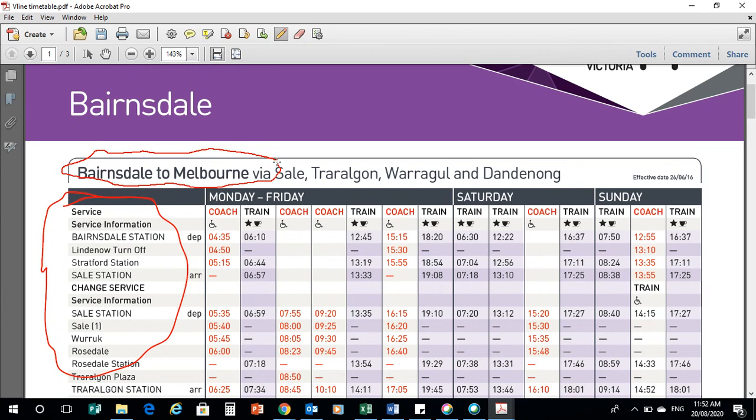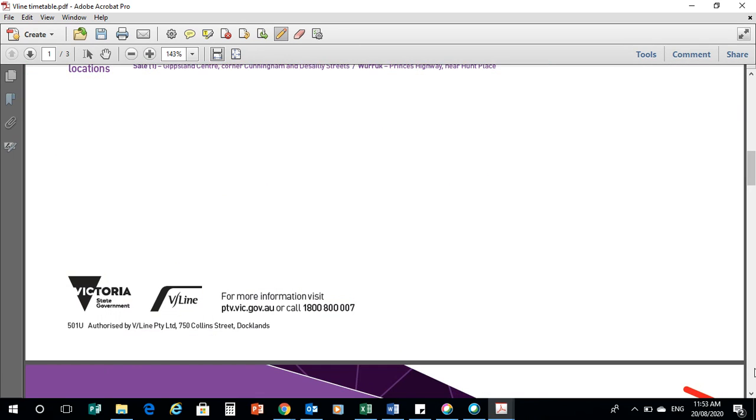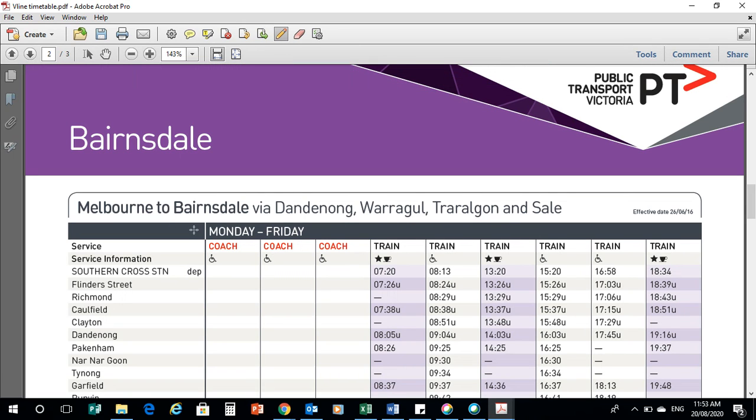This one here says Bairnsdale to Melbourne. That's a really important one because if you scroll down, this one here says Melbourne to Bairnsdale. So there are 2 different timetables here. One is if you're leaving from Bairnsdale. The other one is if you're leaving from Melbourne. So it's very important to have a look at that.